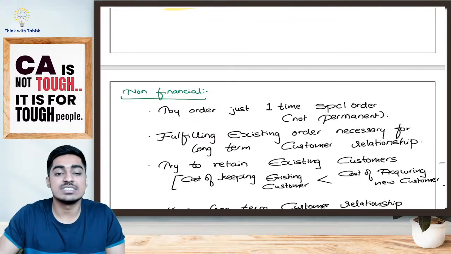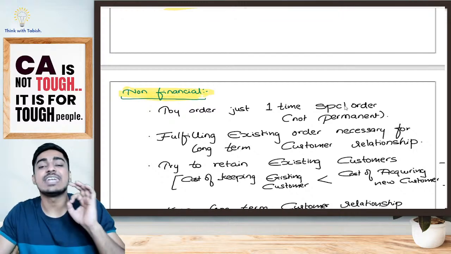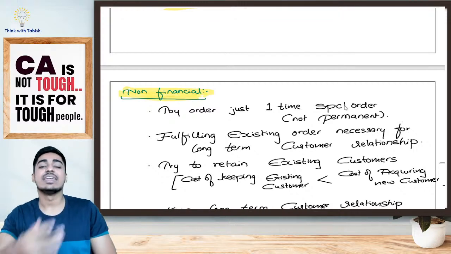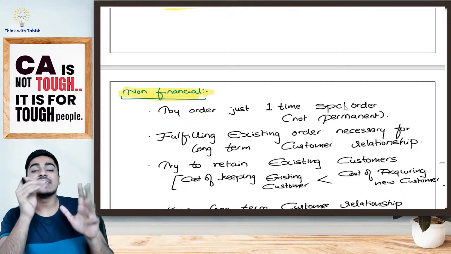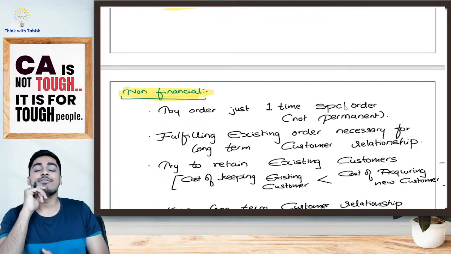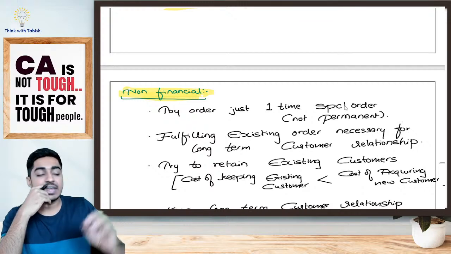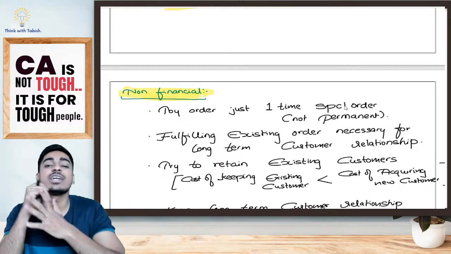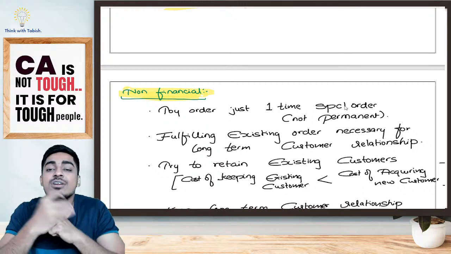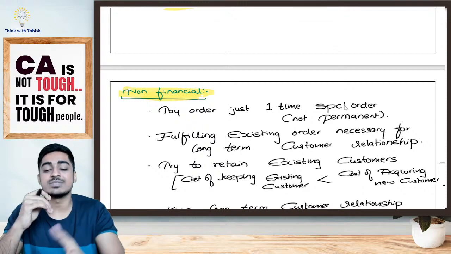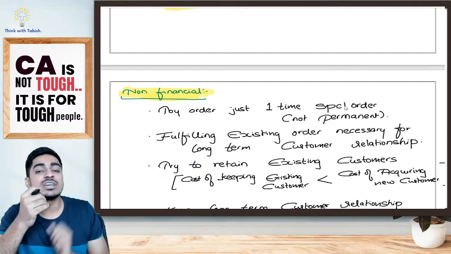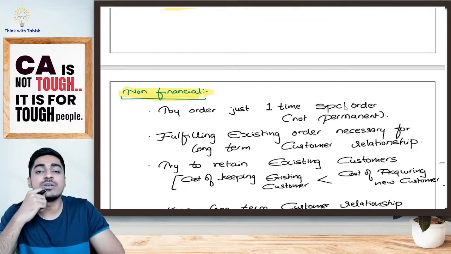What is the non-financial factor we need to keep in mind? This toy order is only one time, only for this month. Next month it will not be there. But the bottle order is recurring. It is our existing product. It is there every month. We cannot sacrifice our existing order just for a one-time order. Because next month again the toy order will not be there, and we will not have our existing customer either. Next month the new customer will not be there, and the existing customer would also have left us because we gave priority to the other.